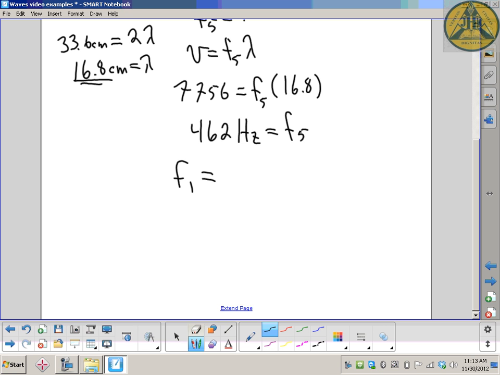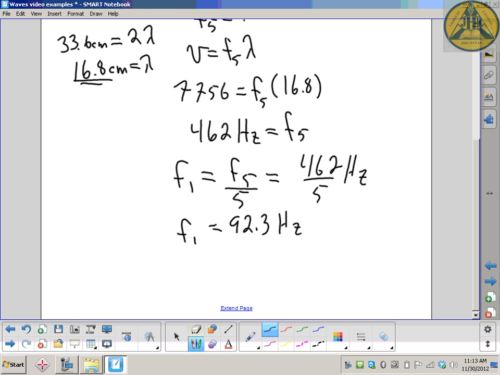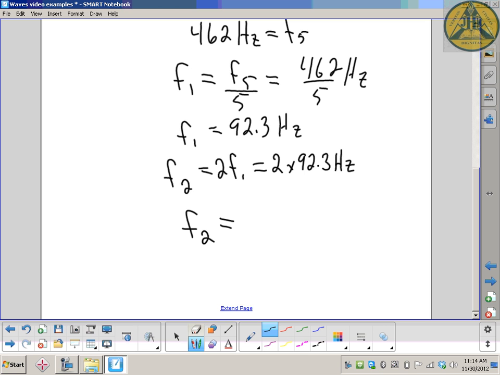Frequency to see 1 equals f5 over 5. So that's 462 over 5 hertz. The frequency to observe 1 antinode is 92.3. To double that, the frequency to see 2 equals 2f1. So that's 2 times 92.3. The frequency to observe a pattern with 2 antinodes is about 185 hertz.